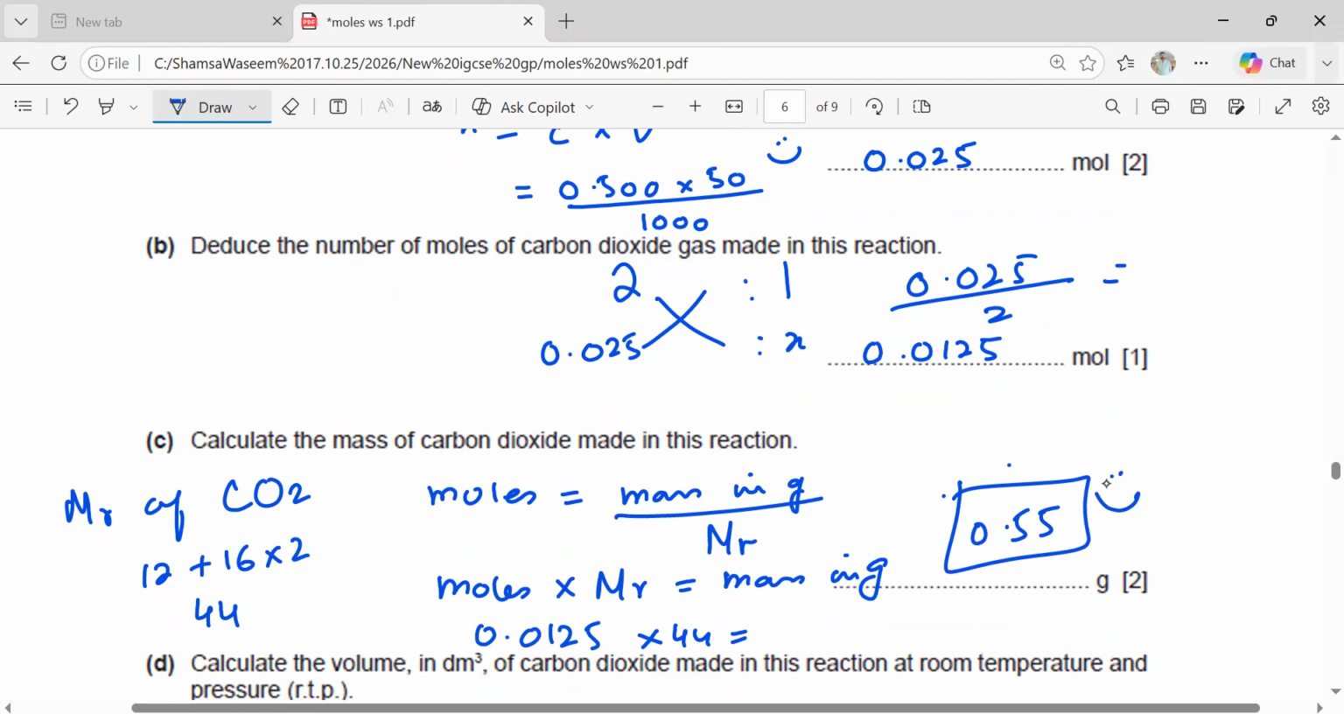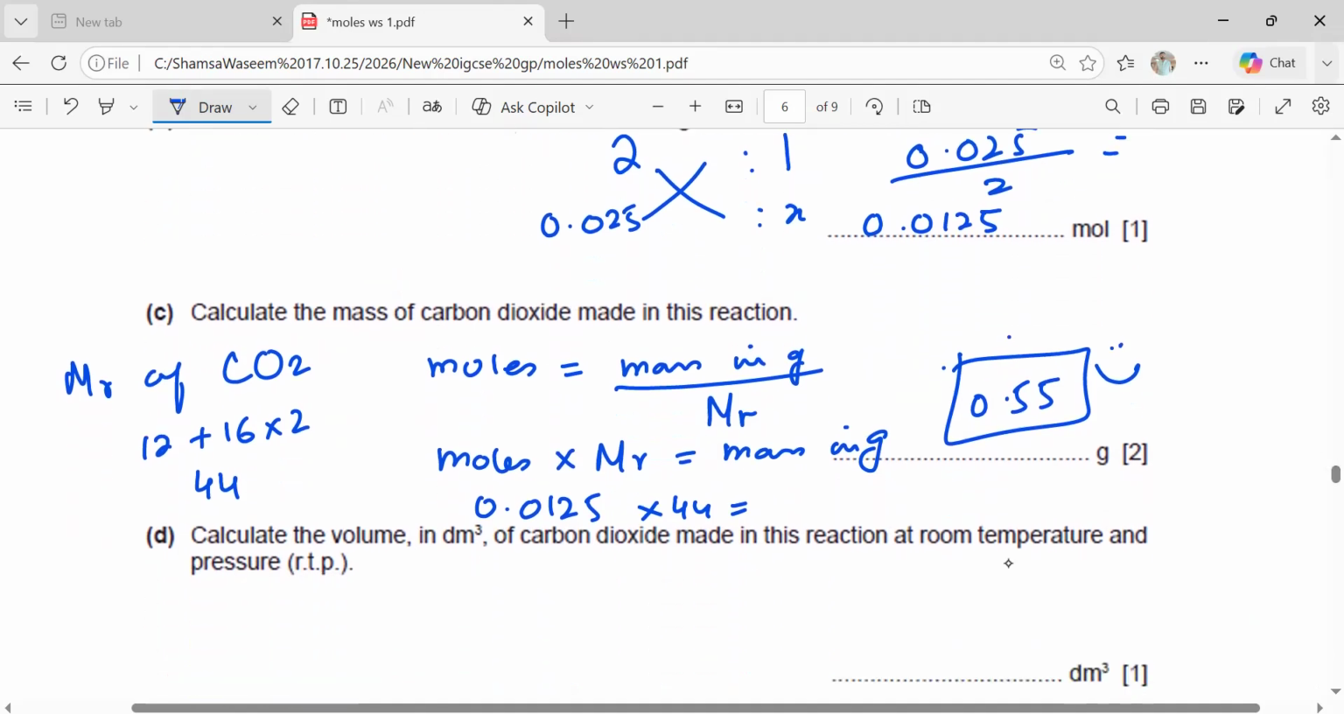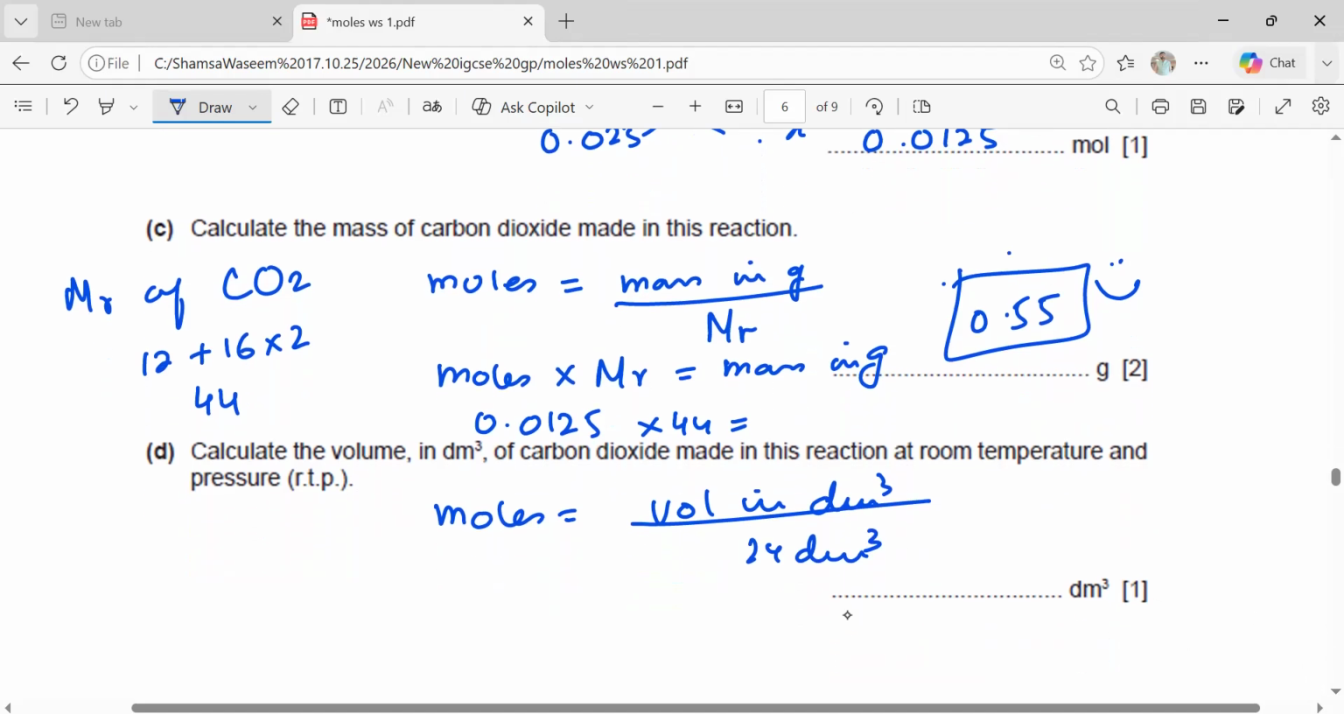Okay? Did you understand? Yes. How do you find out the volume in decimeter cube of carbon dioxide at room temperature and pressure? Right, we got the moles of carbon dioxide, Viti. What should we do? Moles equals volume divided by 24 decimeter cube. Volume in decimeter cube upon 24 decimeter. Great. Okay? Tuba and Amreen, are you with us? Are you getting it?